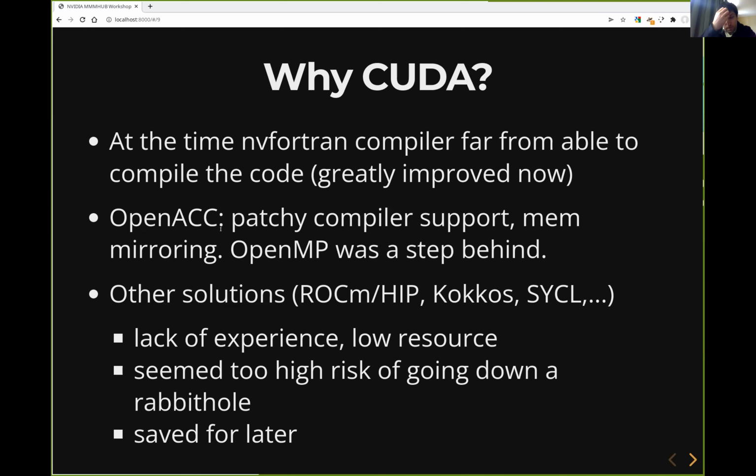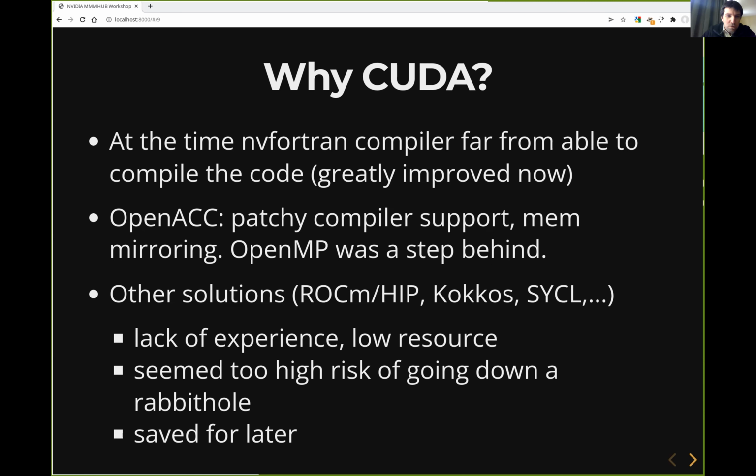OpenACC, why not? Because again, unless you have the NV compiler running properly, it's not really a good option. GCC only really supports it recently and barely any support at the time. OpenMP, similar story, except that it's always a step behind OpenACC.